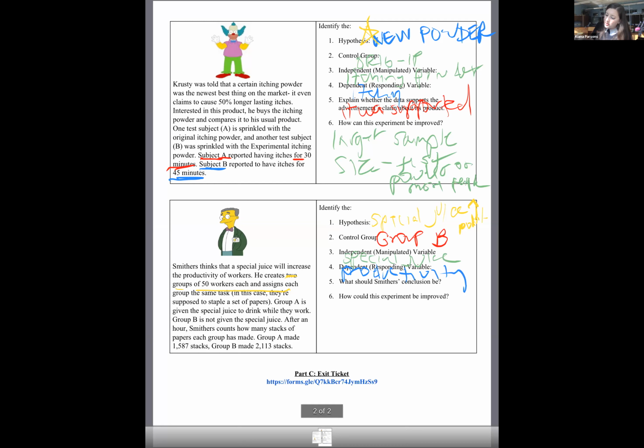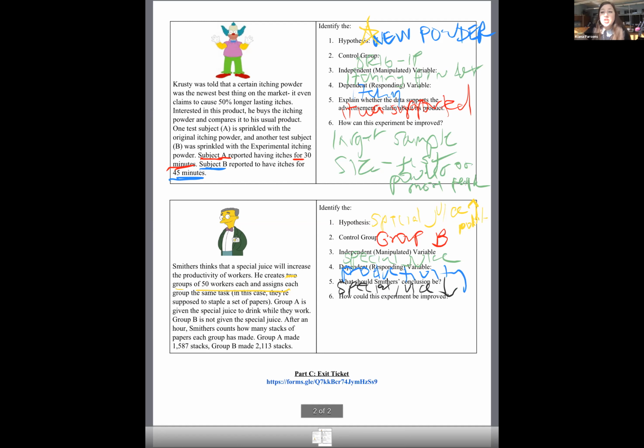What should Smithers' conclusion be? So it says here, Group A was given the special juice to drink while they were at work. Group B is not given the special juice. After an hour, Smithers counts how many stacks of paper each group has made. Group A made 1,587 stacks, and Group B made 2,113 stacks. Well, his conclusion, based upon this data, is that the special juice does not work, right? This special juice is not so special.